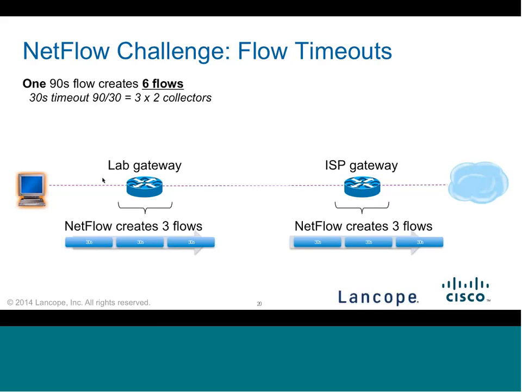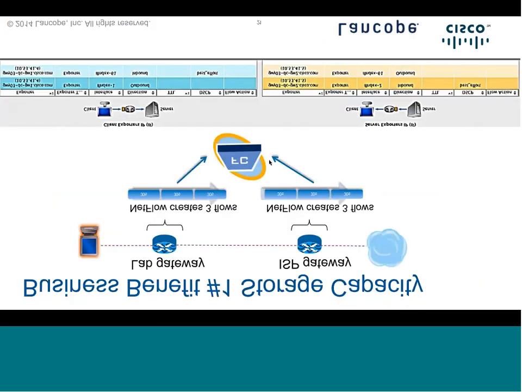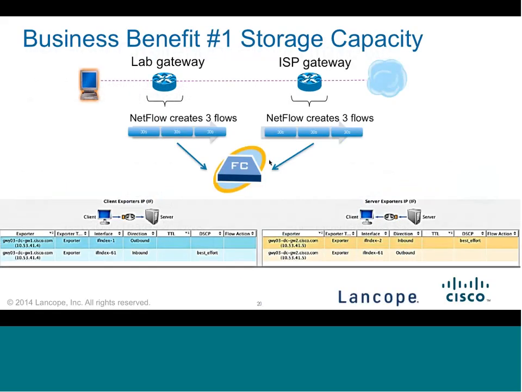The disadvantage is that if you have 2 devices and you have 3 flows coming off of every device, you end up having a lot more flows that you have to store on the back end. In this particular case, you have 6 flows that are created from one 90-second connection out to the internet. And so you can imagine if a flow is lasting several hours, which many of them do, you can have a whole lot of flows you have to store in the back end, which leads us to the business benefit number 1. This one is pretty huge for us, and that's storage capacity.